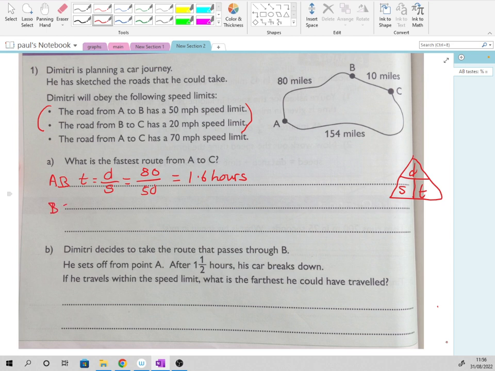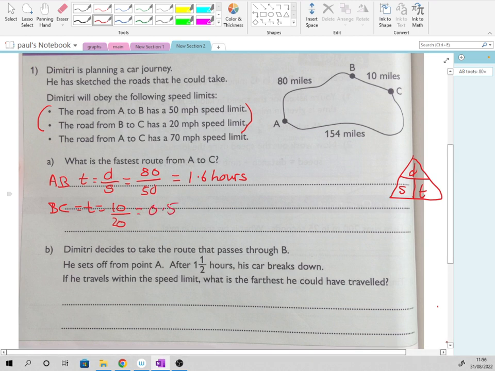So B to C, we've got to work out the time. The distance is 10. Speed is 20. And that equals 0.5. Add these two together. So from A to C via B is 2.1 hours.